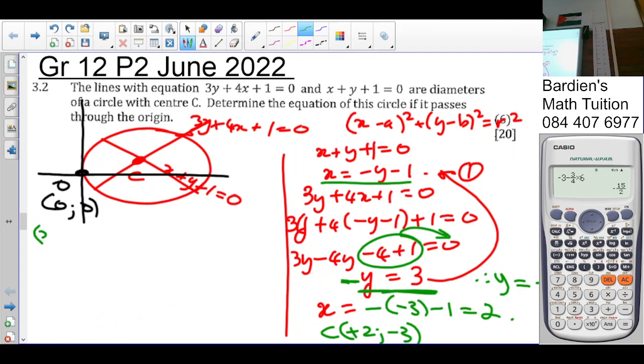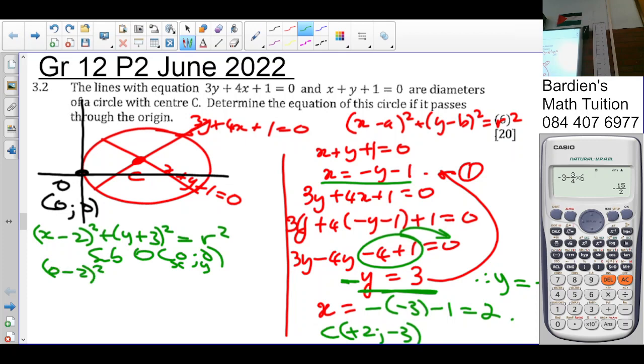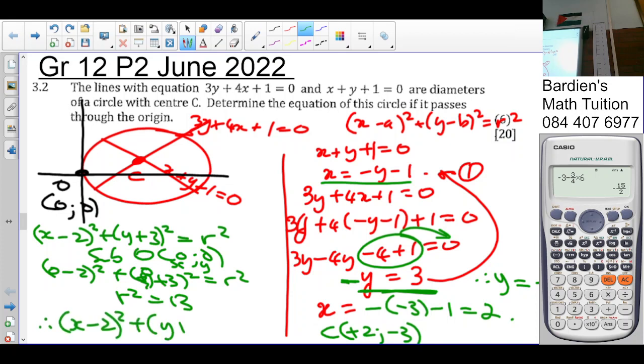So the equation is going to be (x minus 2) squared plus (y plus 3) squared is equal to r squared. We'll substitute 0 and 0 because that's going through the circle, going through the origin. That's an x and a y. (0 minus 2) squared plus (0 plus 3) squared is equal to r squared. So 2 squared is 4, and 3 squared is 9, so it's 13. R squared is equal to 13. So the equation of this circle is (x minus 2) squared plus (y plus 3) squared is equal to 13.